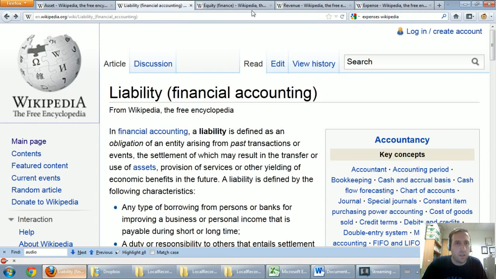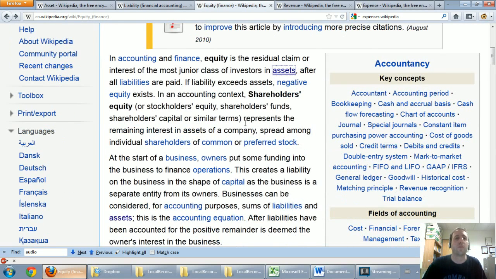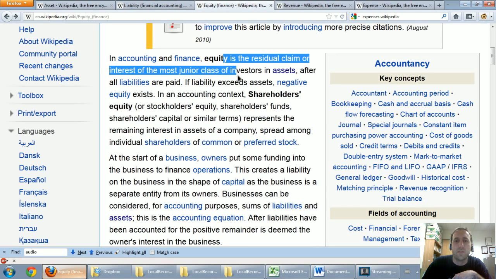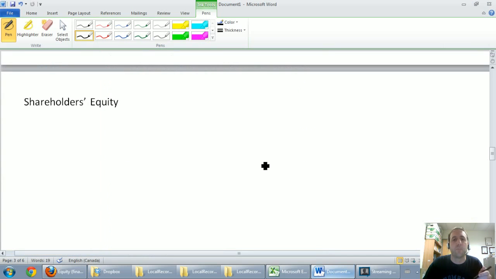Let's read the definition off of Wikipedia. They say equity. We're going to call it shareholders' equity. It says, in accounting and finance, equity is the residual claim or interest of the major junior class of investors in assets after the liabilities are paid. What a mouthful. I always hate the way text, and in this case Wikipedia, defines equity. I think the easiest way to think of equity is actually to think of home equity, and I'll explain.